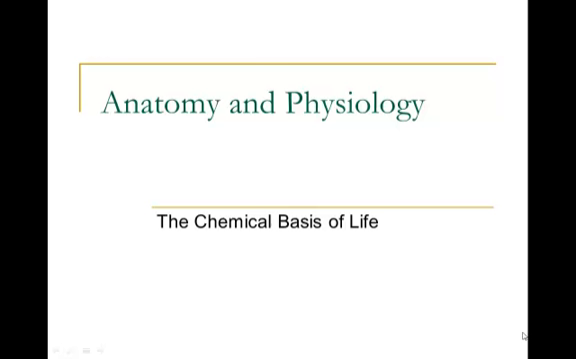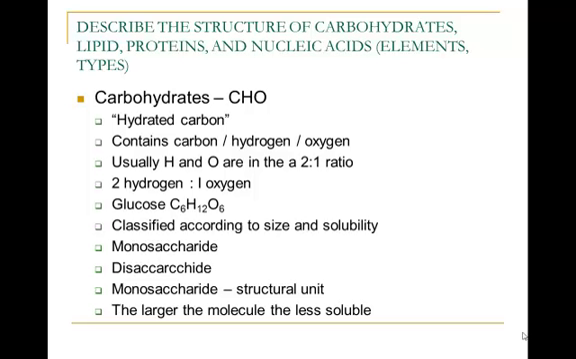Okay, this is the last set of slides for this unit session on the chemical basis of life. So we're just going to now talk about various nutrients that we have in our body. Carbohydrates is the first one to talk about. It's often short form CHO. It literally means hydrated carbon.